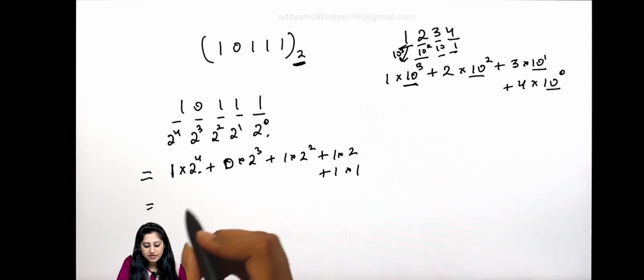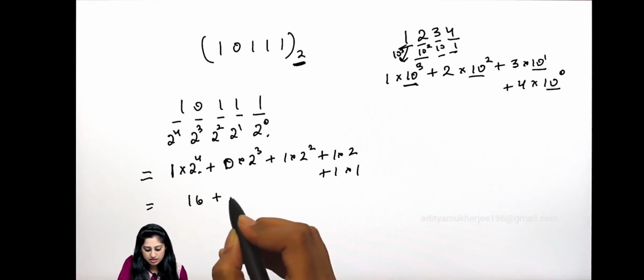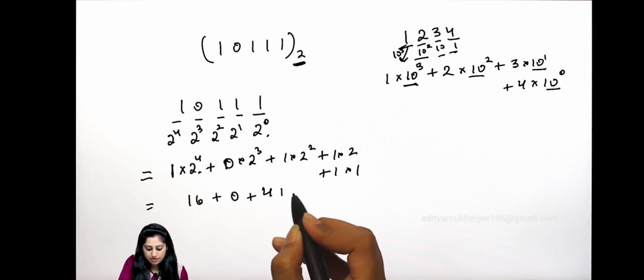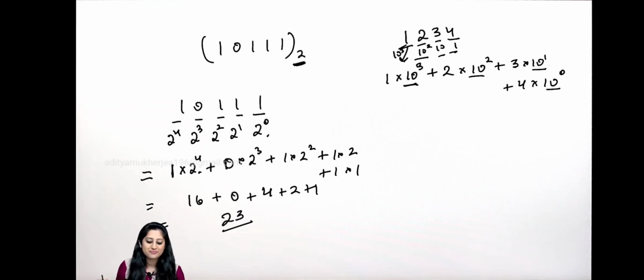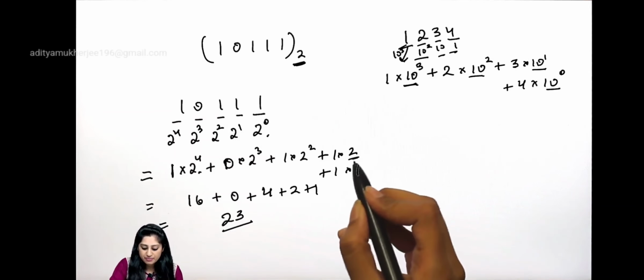2 to the power 4 is 16. So write 16 here, 0, 4, 2 and 1. This is what we have, right? So the number is 23. What we have written here is the binary representation of 23. And the same is the cycle to convert any base number to its equivalent decimal outcome. All you have to do is multiply by the relevant base.